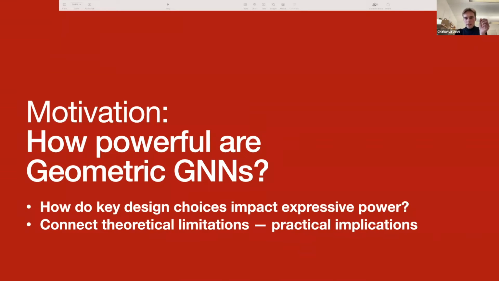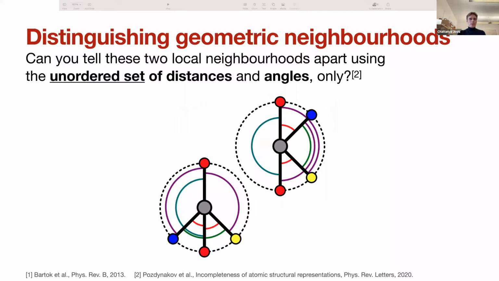So we've seen a couple of examples of graph neural networks. We've defined what geometric graph neural networks are. Now the question is, how do we categorize all of this zoo of models, and how are they different from one to the other? And why would we even want to do that? As a motivating example, I encourage you to try and distinguish these two local neighborhoods centered around the gray node, purely based on distances and angles. You can see all the distances here are the same, and the histogram of all the angles are the same.